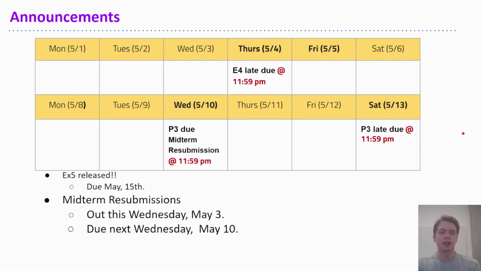Let's hop into it. For course announcements, the late due date for exercise 4 was May 4th. P3 is due next Wednesday on the 10th, as well as your midterm resubmissions. You won't be able to use any late days for your midterm resubmissions, so please make sure to get those in before it closes Wednesday evening. And then the late due date for P3 is Saturday. Awesome, and exercise 5 is out.